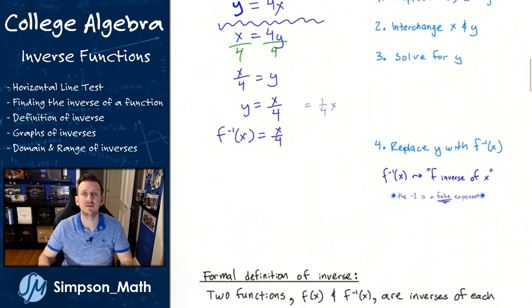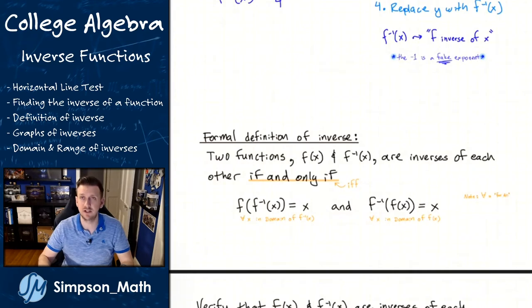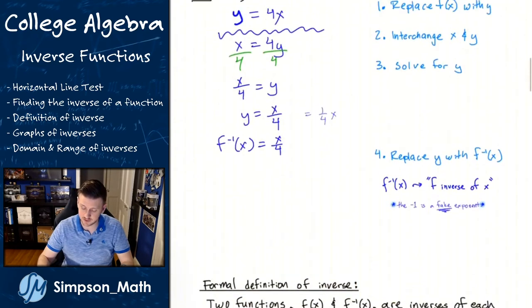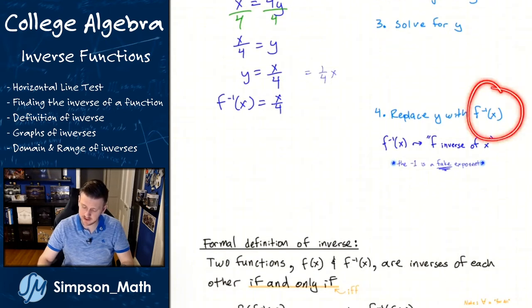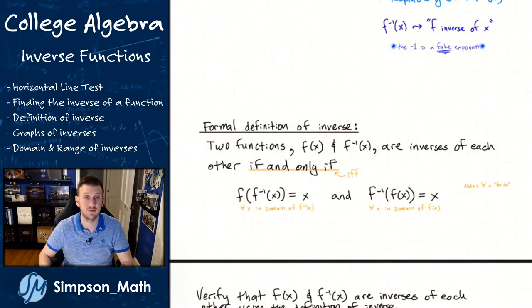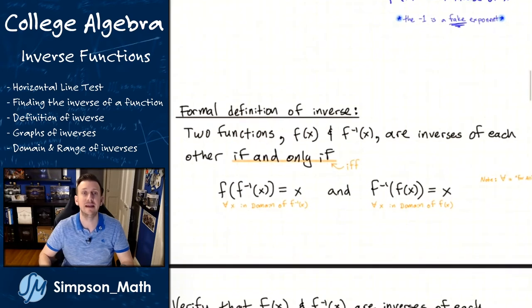All right, so let's write down the formal definition of inverses. So that's how we get the inverse. We swap x and y, solve for y, and then make sure we write it with f inverse of x, or whatever the name of the function is.